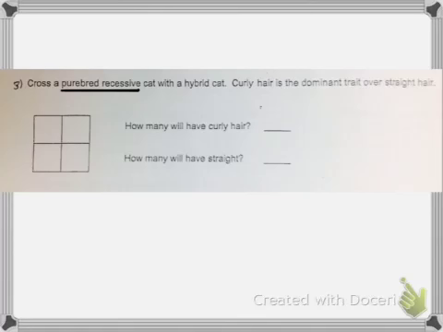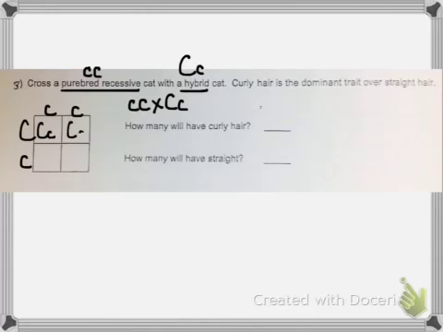Cross a purebred recessive cat with a hybrid cat. Curly hair, which I've never seen a curly haired cat, but curly hair is dominant over straight hair. So we have a purebred recessive cat and a hybrid cat. Purebred recessive, and we'll use the letter C, would be 2 lowercase c's, and a hybrid would be capital C lowercase c. So we have purebred recessive crossing with a hybrid, and our Punnett square should look something like this.